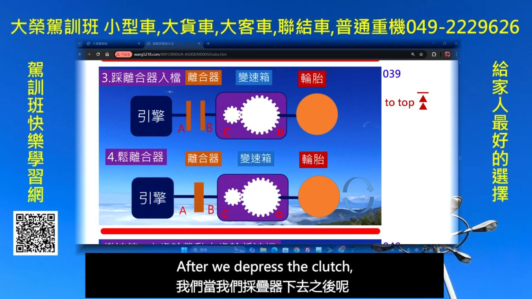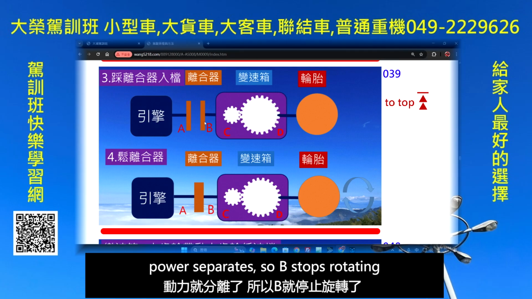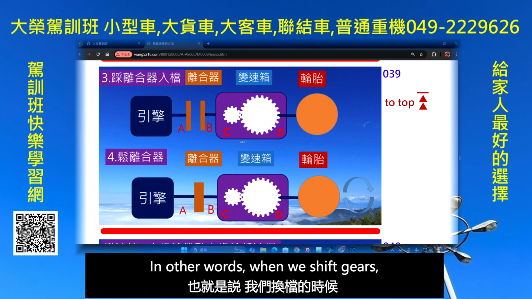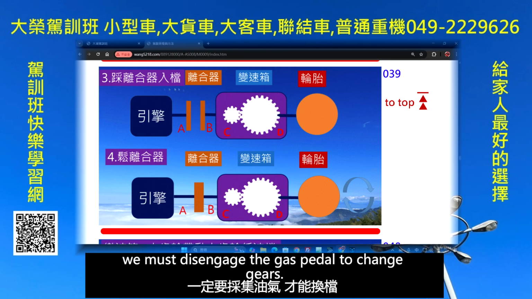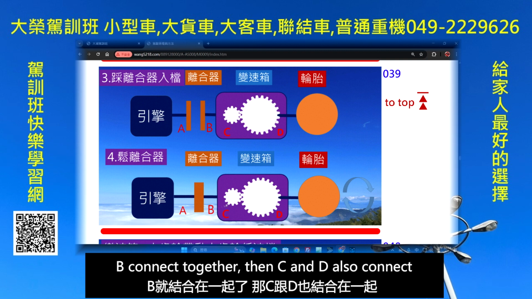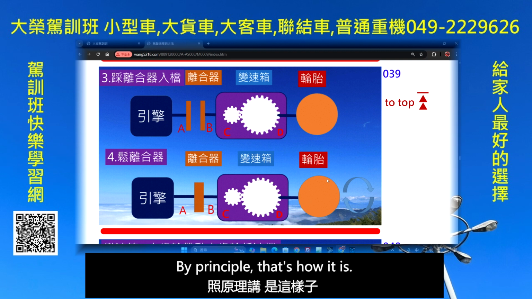After we depress the clutch, power separates so B stops rotating. So at this time, we can shift gears. In other words, when we shift gears, we must release the gas pedal to change gears. When we release the clutch, A and B connect together, then C and D also connect. So the tires start moving. By principle, that's how it is.